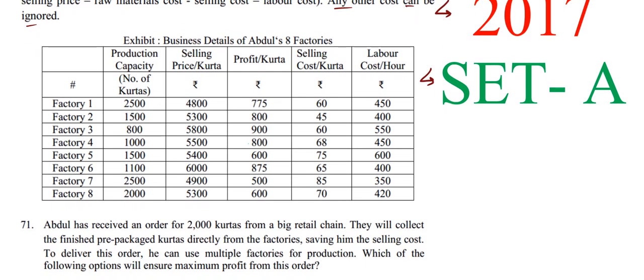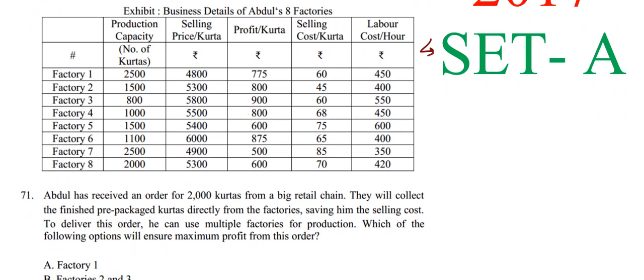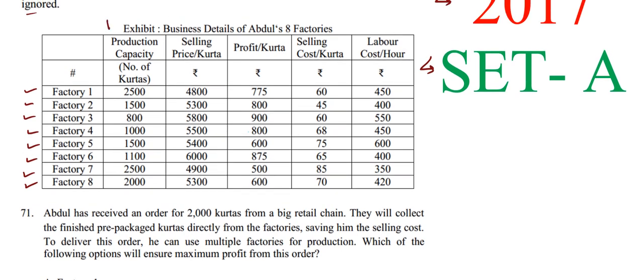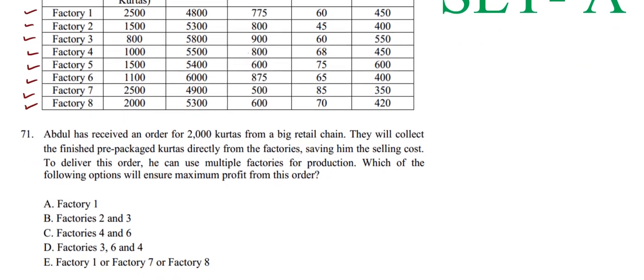So now we have been given the data regarding all these, so we can start with our question. Here we can see factories 1, 2, 3, 4, 5, 6, 7 and 8, where the second row gives the production capacity, the third gives the selling price of each kurta, here we have the profit on each kurta, and here we have the selling cost and the labor cost. So let's move on to our question, that is question number 71.